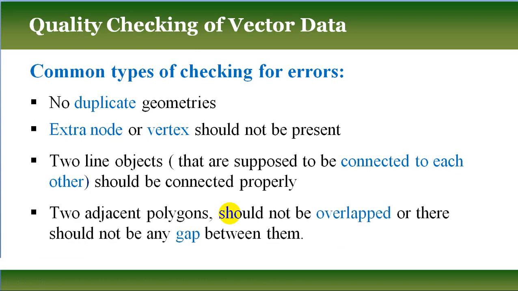Two adjacent polygons should not overlap. Two district boundaries should not overlap, and there should not be any gap between them. Two adjacent district boundaries should not have any gap or any overlapped area. So we should check all such types of errors, and if you find an error, it should be rectified and fixed. And once you rectify or remove those errors, if you perform analysis based on those vector data, you will get a much better result.